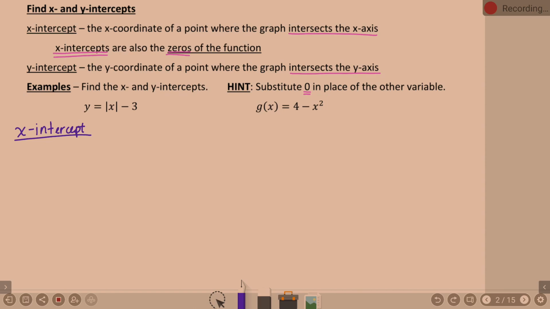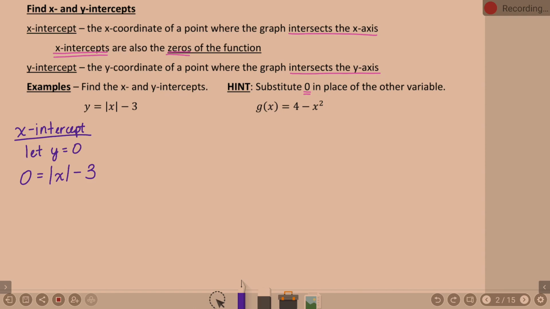Now, if we're trying to find the x-intercept, we want to know where it crosses the x-axis. So we're trying to find the x value, which means we're going to let the other number be 0. So in order to find an x-intercept, we're going to let y equal 0. Okay? So to find x, you get rid of the y. So I'm going to put 0 in for y. So 0 equals the absolute value of x minus 3. Okay, basic equation solving here.